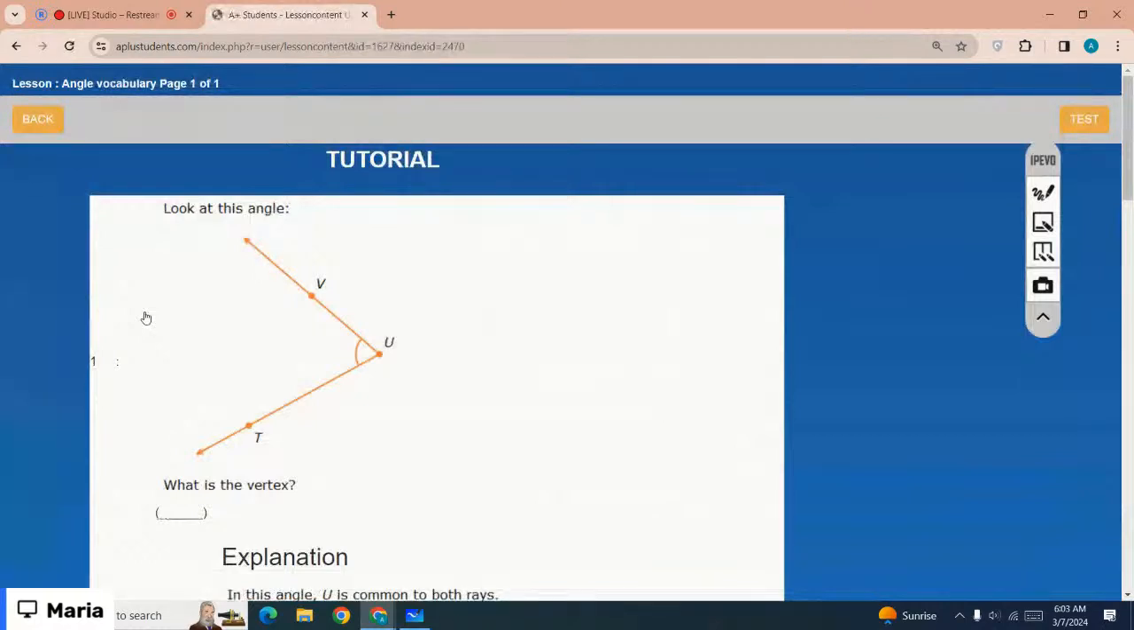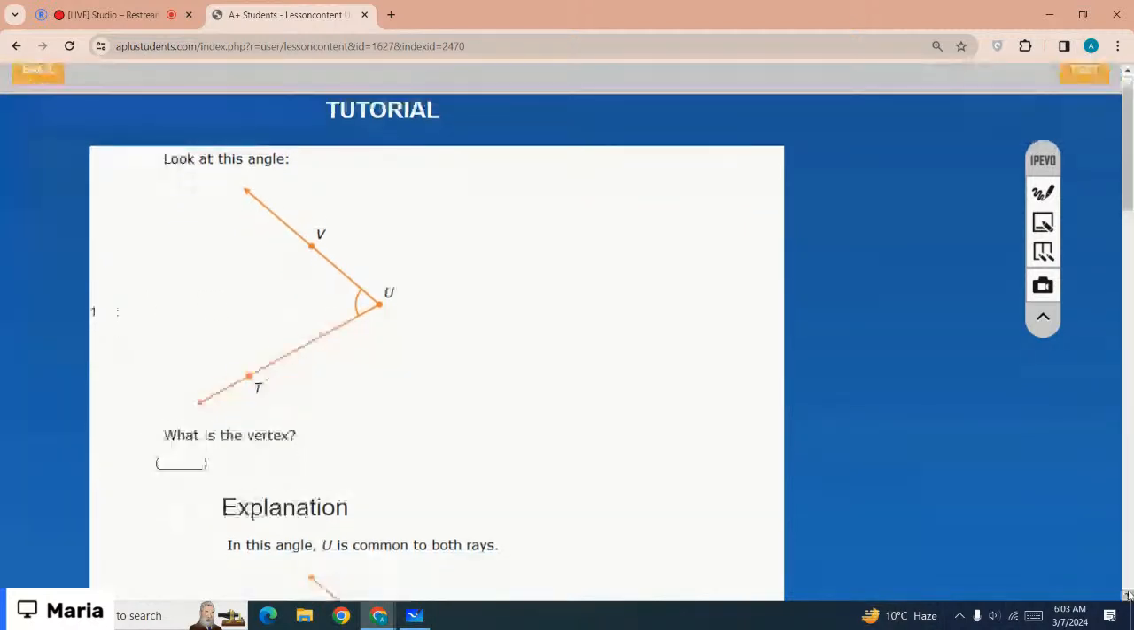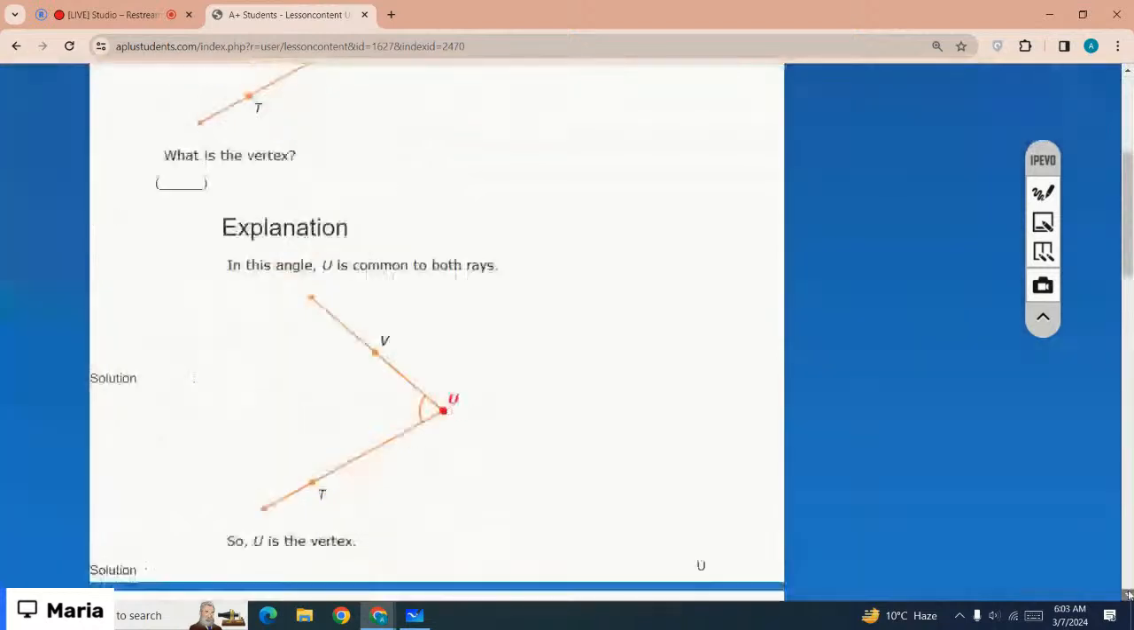Okay, look at this angle. What is the vertex? So you're given the angle, and you have to find the vertex, right? So which is the vertex? U is common for both the rays, right? So U is the vertex. The one that is common for both the rays is the vertex. So U is the vertex. Got it?